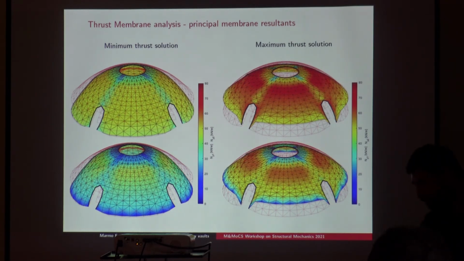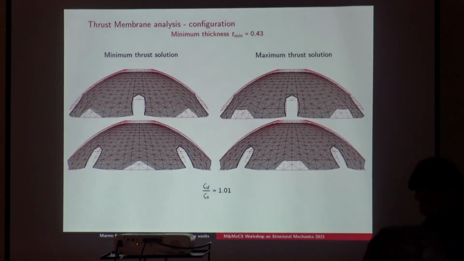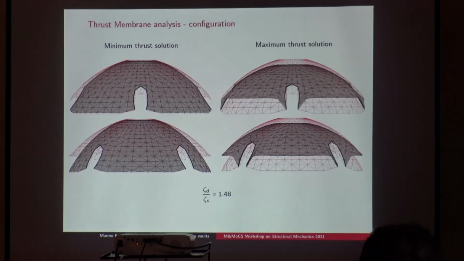Okay, then we perform that analysis. Oh, sorry, I forgot to say something here. We can evaluate the difference between the two solutions, minimum and maximum thrust, by monitoring the ratio between the value of zeta for the deepest solution over the value of zeta for the shallowest solution.